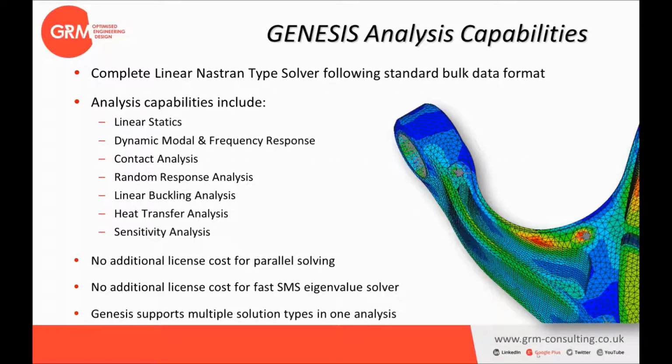Regarding Genesis, overall, it is a Nastran-based solver. It can do static analysis. It also deals with contact analysis, linear buckling, heat transfer, and so on. There is no additional cost when using parallel solving, and it also includes a very fast SMS eigenvalue solver for static analysis.